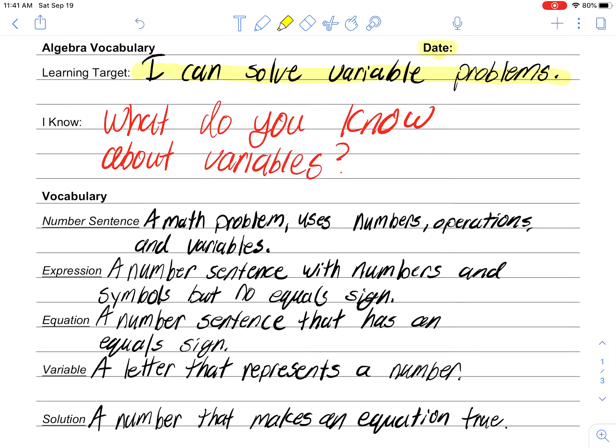Make sure you also write down the date. Then write down what you already know. What do you know about variables from your prior learning in elementary school? Do you know what a variable is? Do you know anything about what algebra is? Anything you know about variables or algebra, that will be your I know.